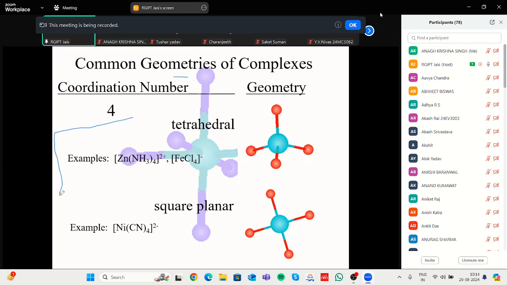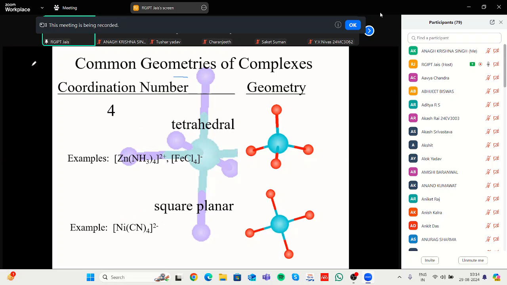How do we distinguish whether it is square planar or tetrahedral? After this theory, the next theory comes, that is VBT, valence bond theory, which explains how these structures differ as compared to tetrahedral and square planar. In this case it is tetrahedral, but in this case it is square planar. Why this happens, we will study later.